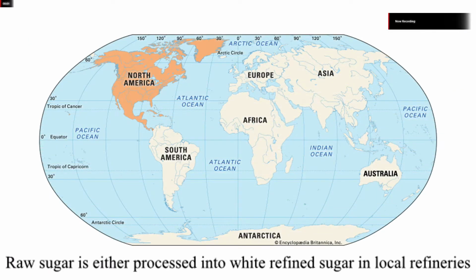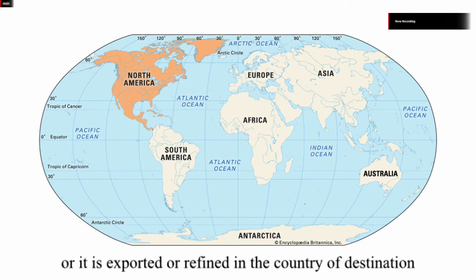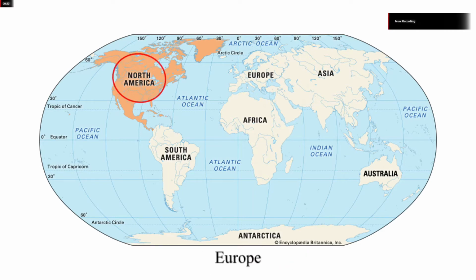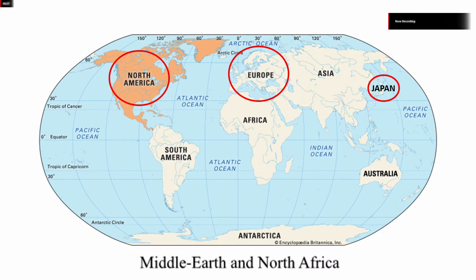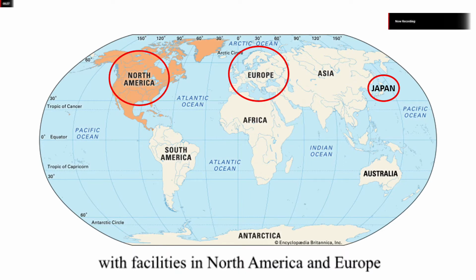Raw sugar is either processed into white refined sugar in local refineries and sold to the local industry and consumers, or it is exported or refined in the country of destination. Sugar refineries are often located in heavy sugar-consuming regions such as North America, Europe, and Japan. Since the 1990s, many state-of-the-art sugar refineries have been built in the Middle East and North Africa. The world's largest sugar refinery company is American Sugar Refining, with facilities in North America and Europe.